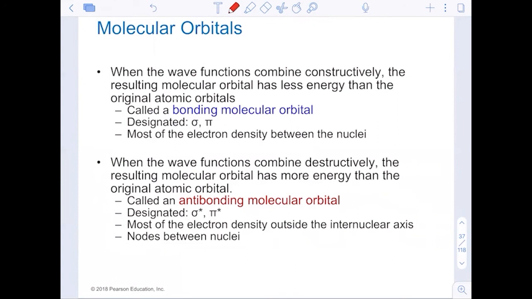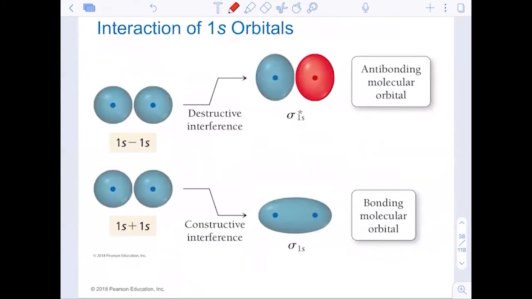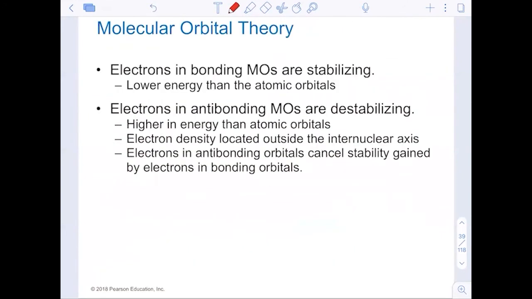Why we have to account for these is so that we can truly understand why some atoms form molecules and why some other atoms do not form molecules. So when two atomic orbitals want to come together, they can be destructive, which is the sigma star, or constructive, which is the sigma. What we want to relate that to is that in bonding, the MOs are stabilizing. These are the atoms that actually exist. We'll talk about what that means.